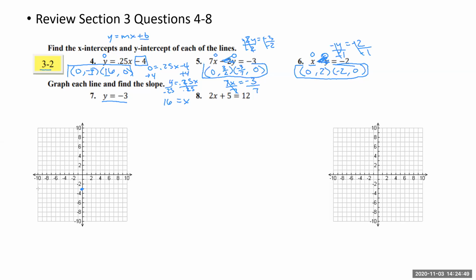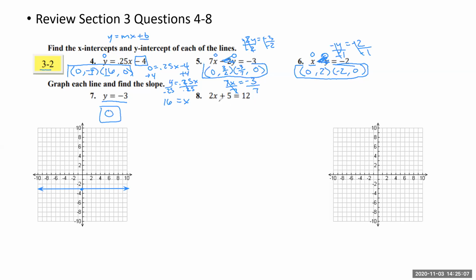So for y's, the slope is just going to be 0. So slope of 0, and that is what our line is going to look like. It's going to go right through -3 there. And I'll put 0 as the slope.